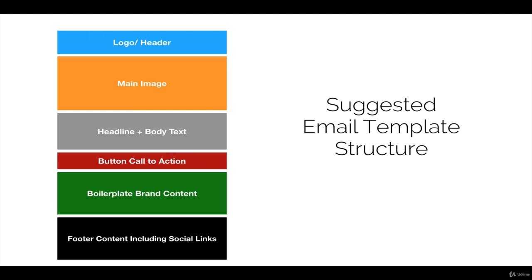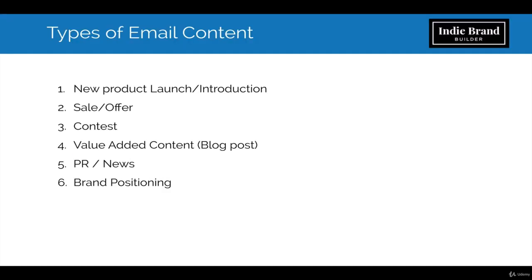And that's why I'm going to suggest a very simple email template structure that looks like this. You'll have your logo header at the top, you'll have your main image underneath that, and you'll have your headline, a bit of body text, and your button and call to action. This is what you want the person to do. We'll have some boilerplate brand content, and then finally there's the footer content, which will have your address, unsubscribe, and social links.